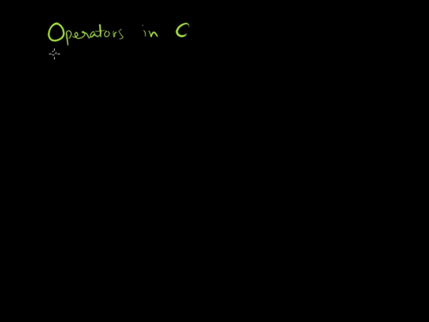Okay, let us start by learning what are operators in C. What are the different types of operators supported by the C language. But first of all, we need to know what an operator is. For that, let me write an example here.